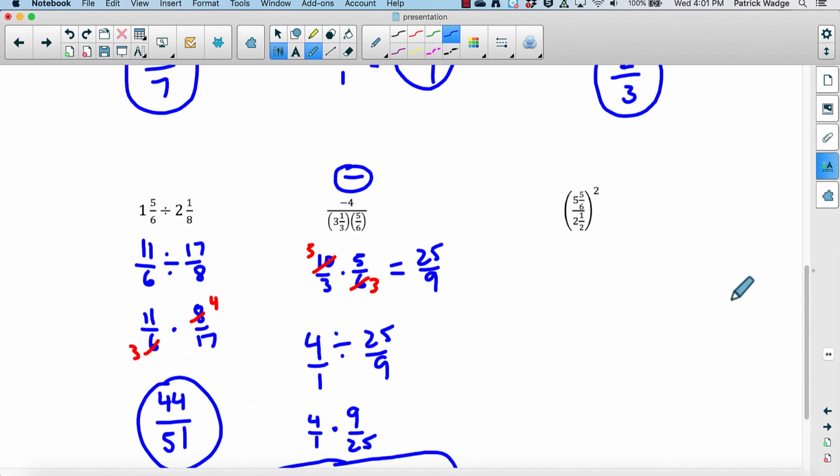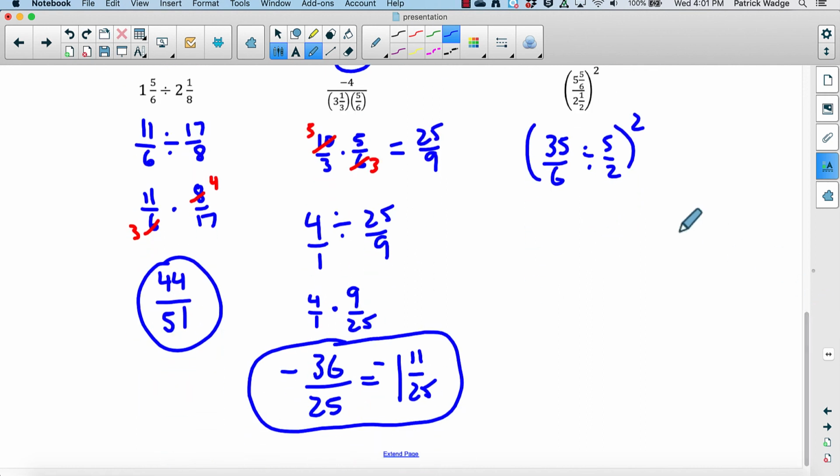Okay, last one. Oh my goodness, we're going to divide and then square. So let's divide first. Just to speed it up, I'm going to change them into improper as we go. 5 times 6 is 30, plus 5 is 35 over 6. Divided by, I'm going to write it this way. 2 times 2 is 4, plus 1 is 5 over 2. And eventually we're going to square it. So let's change this into a multiplication question. It's going to become times 2 over 5. That's the reciprocal.